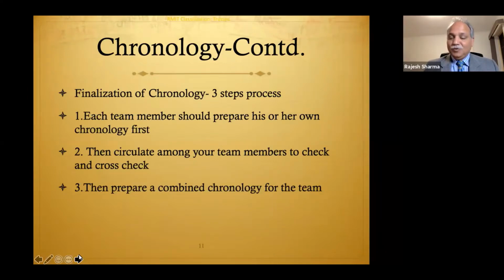Still, the moot will continue. You have 8 months time to come again and again to do that. But by doing it this way, I will be very surprised if you miss anything. At least 98% of the facts, you will get there. So that's the way we make a final one.